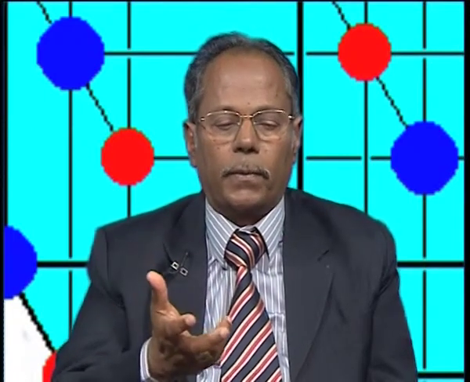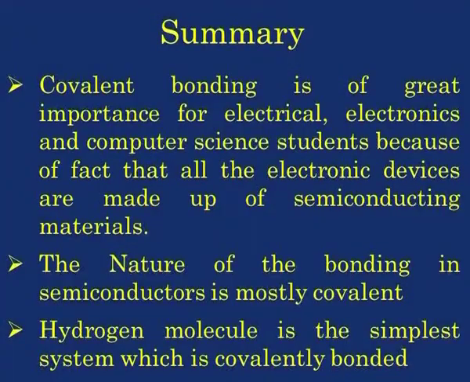The people who make the materials and go for applications, the electrical engineers, electronic engineers, the computer people, information technology, all the engineers and scientists, have to know about covalent bonding. Covalent bonding is a very important bonding, because in all semiconducting devices the bonding is covalent. So, the nature of the bonding should be known. The nature of the bonding is mostly covalent in our semiconductors, as I told you.